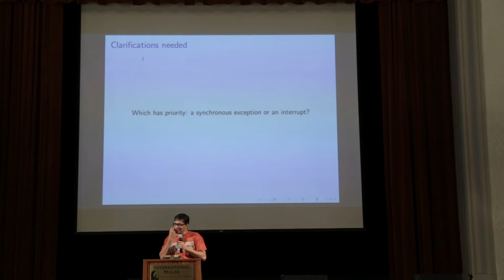So a couple of clarifications that perhaps the spec can address. When you have a pipelined processor, you could have a synchronous exception that comes from the pipeline, and you could have an interrupt that comes to the processor from the outside world. Which one does the processor service? It's not clear from the spec.